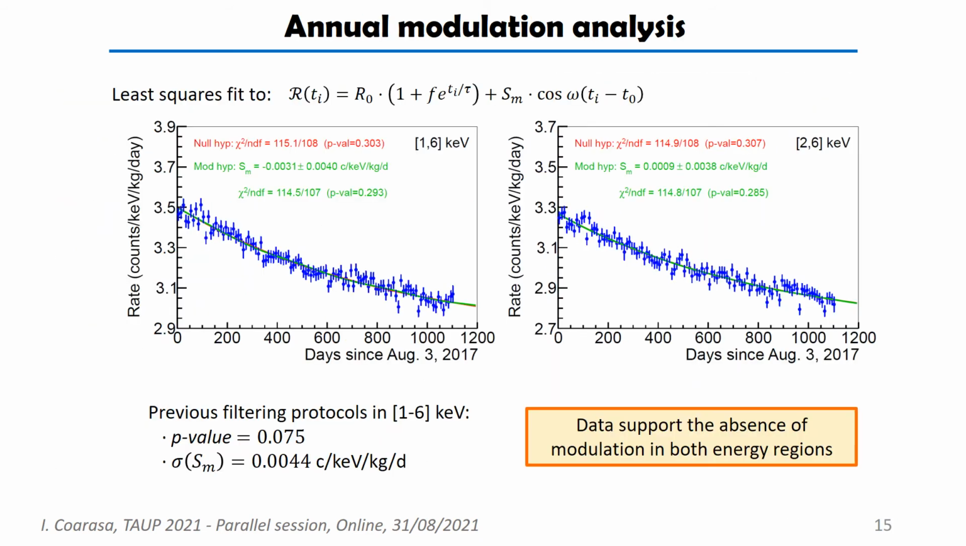Finally, the reanalysis of the 3 years of ANAIS-112 data searching for annual modulation using the BDT method is carried out. Performing a least squares fit of the rate of events to this function, the following results are obtained. The null hypothesis is well supported by chi-square tests in both energy regions, with p-values approximately equal to 0.3 in both regions. For the modulation hypothesis, best fit modulation amplitudes compatible with 0 at 1 sigma are obtained in both cases.